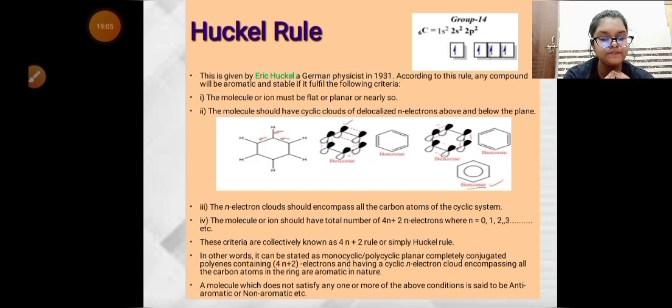In other words, it can be stated as: monocyclic, polycyclic, planar, completely conjugated polyenes containing 4n plus 2 pi electrons and having a cyclic pi electron cloud encompassing all the carbon atoms in the rings are aromatic in nature. Three things are needed: it should be planar, have delocalization of pi electrons in a conjugated system, and have 4n plus 2 pi electrons. Molecules which do not satisfy any one or more of the above conditions are said to be anti-aromatic or non-aromatic.